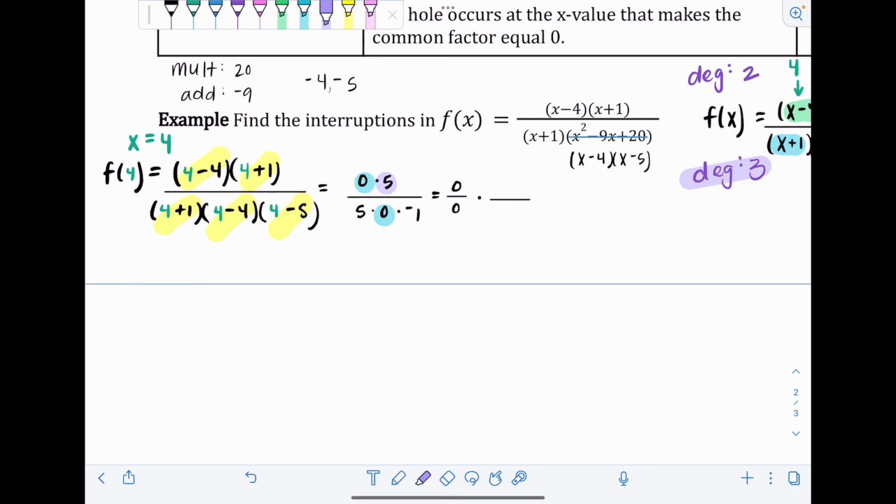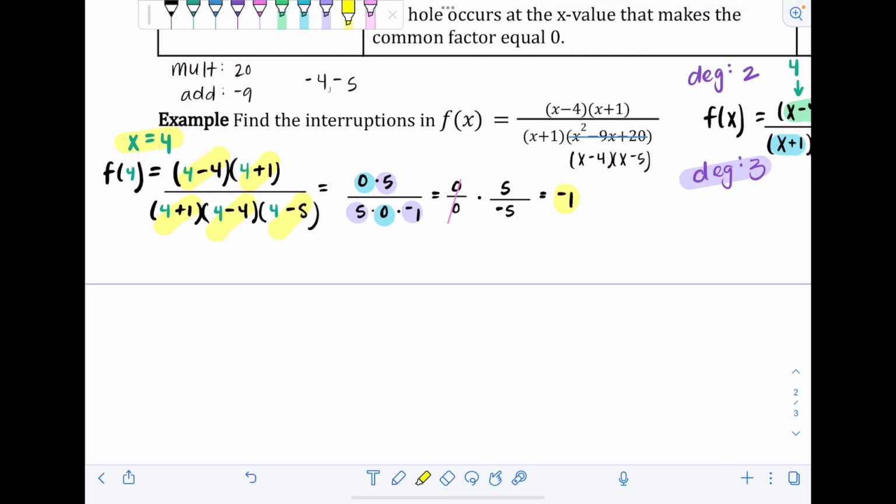So in the numerator, I still have this 5. And then in the denominator, I have 5 times negative 1, so I'll just make that negative 5. And then think of 0 over 0 as anything divided by itself cancels out, or is 1. And then 5 over negative 5, or 5 divided by negative 5, is negative 1. So that output value is our y coordinate for the hole.